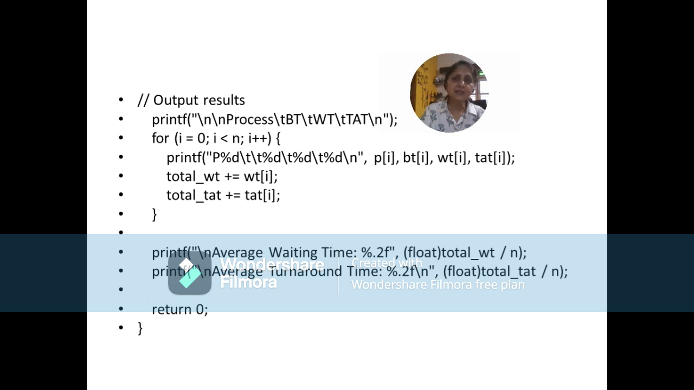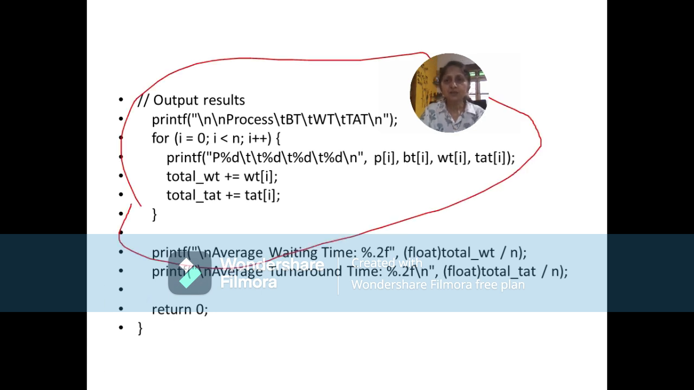What is the purpose of the next for loop? This for loop we are using to calculate the total waiting time and total turnaround time. We are adding each and every waiting time of the processes, and we are calculating the total waiting time, as well as the total turnaround time for each and every process. For I is equal to 0, I less than n, I plus plus. Again this remains the same as our FCFS CPU scheduling algorithm.